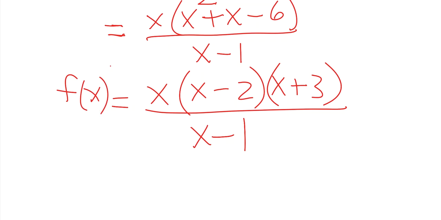Now, in the numerator, there's 3 ways we can get 0. Do you see that? 3 ways we can get 0 in the numerator. Either x is 0, x is 2, or x is negative 3. See?